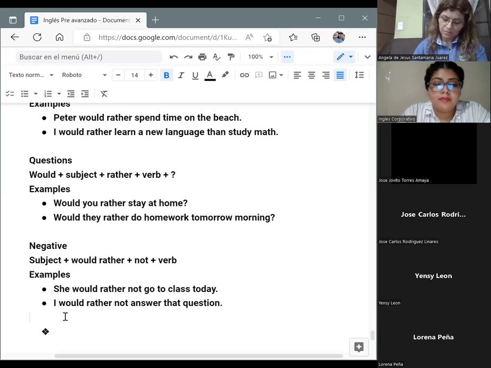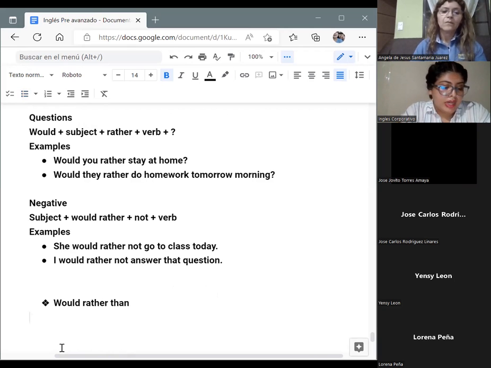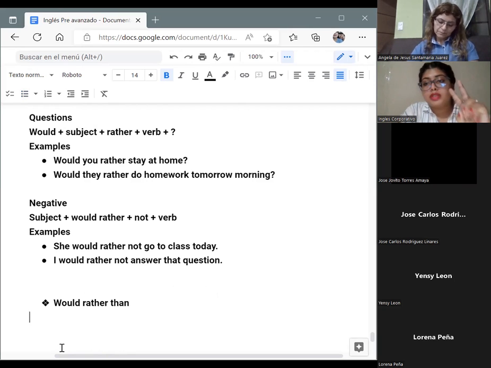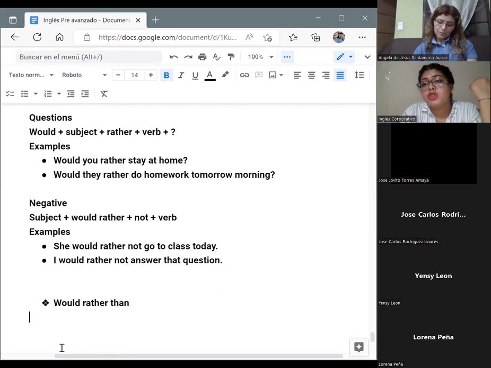So the first one is would rather than. This one says, would rather is often used with than when making a choice between two specific actions. So you're going to use this specific sentence, would rather than, when you have two different options and you are choosing between them.